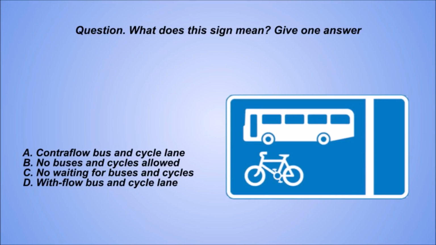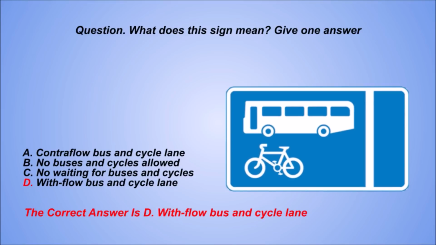Question: what does this sign mean? Give one answer. A. Contraflow bus and cycle lane. B. No buses and cycles allowed. C. No waiting for buses and cycles. D. With flow bus and cycle lane. The correct answer is D.